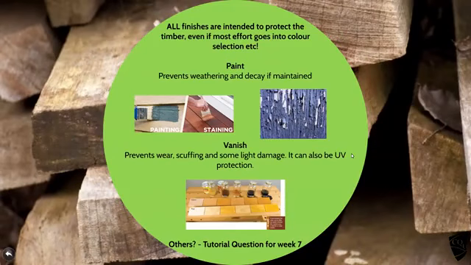Varnish, normally on floors and handrails, that sort of thing. They do prevent wear a bit. They protect a bit against scuffing and light damage, and externally they are a UV barrier. Others we'll talk about next week in the tutorial.